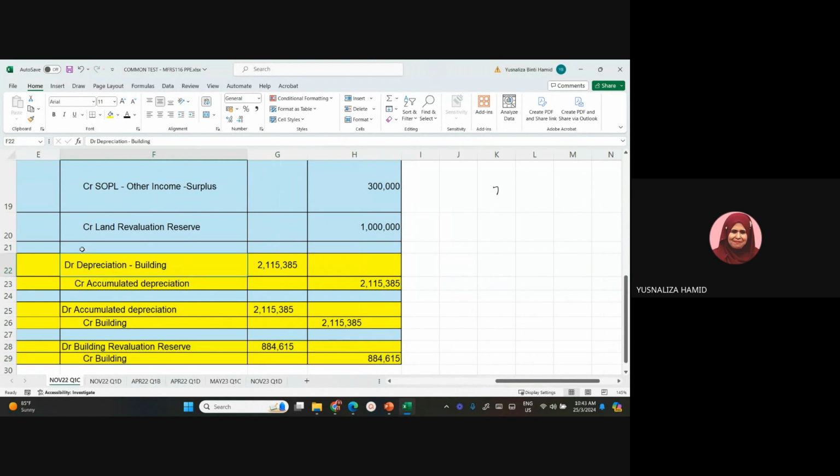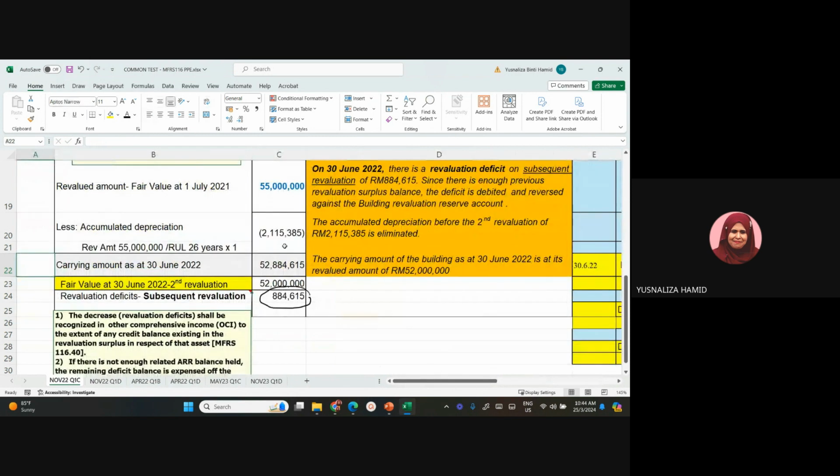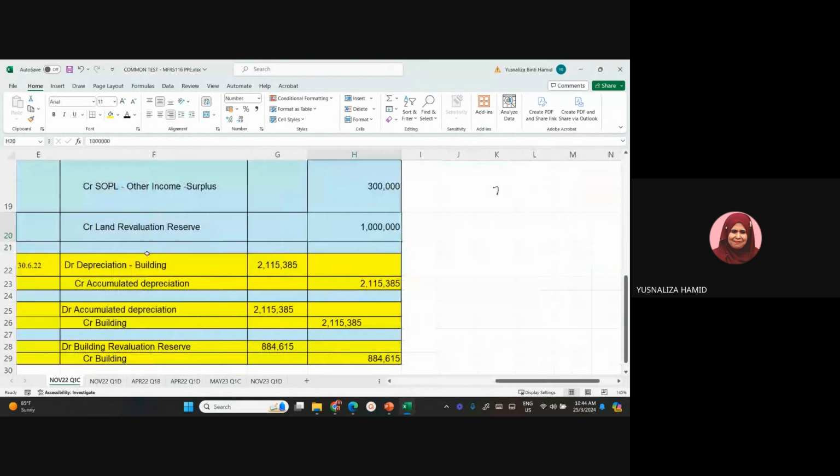Okay. The depreciation that you charge in that year before the second revaluation, on 30th of June 22, is 2,115,385, which is this one here. It was your depreciation, you provide, but later you eliminate. First you provide, later you eliminate. So there are two entries there. Debit depreciation building 2,115,385, credit accumulated depreciation building 2,115,385. Do that.